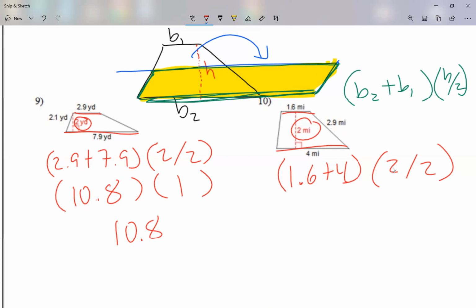My first parentheses, look at it individually. 1.6 plus 4 gives me 5.6. The second parentheses, 2 divided by 2 is 1. Now, by coincidence, my initial height was 2, so half of it is 1. You're not always going to have the same height, okay? By coincidence, I did. Now, let me multiply my two parentheses. 5.6 times 1 gives me 5.6.